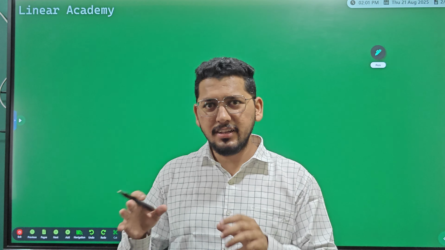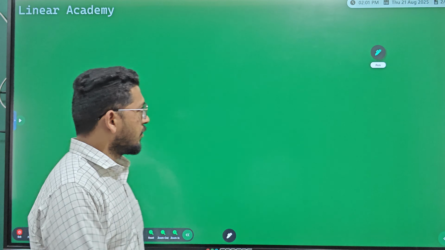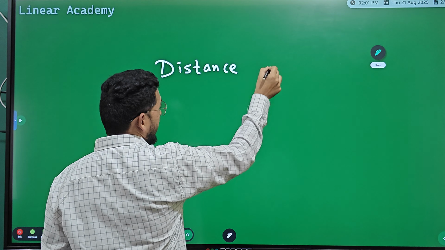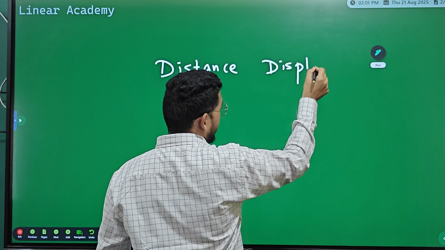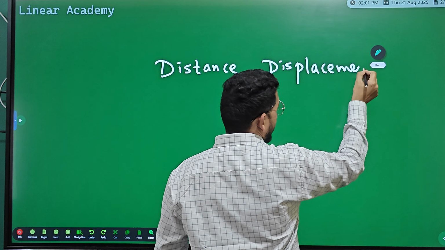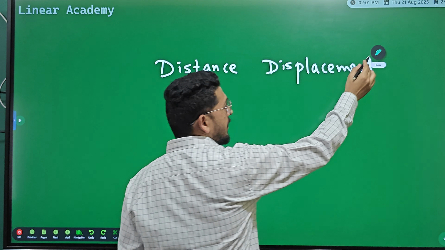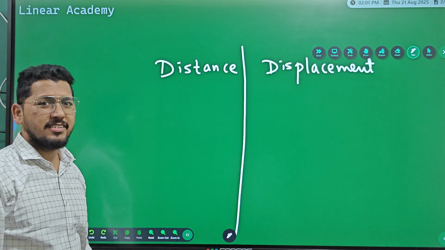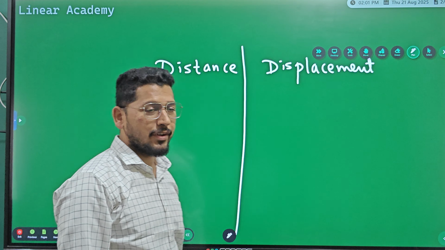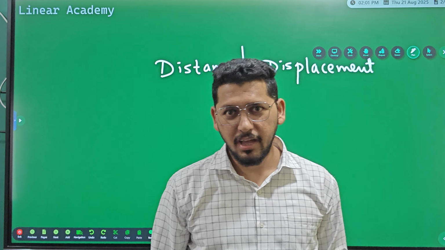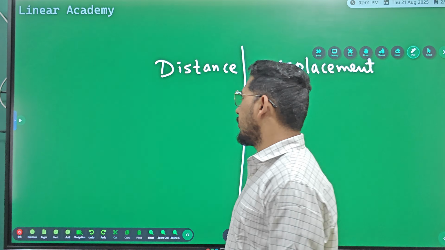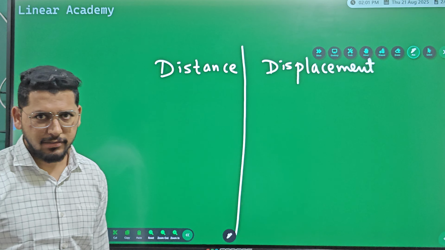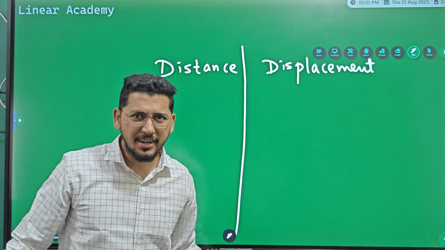So why are these words different? If you see distance and the other thing, displacement, in both things one word difference is there. Distance is a scalar quantity and displacement is a vector quantity. What is meant by scalar and what is meant by vector? Scalar is nothing but when we are talking about the magnitude only. It is not concerned about the direction.